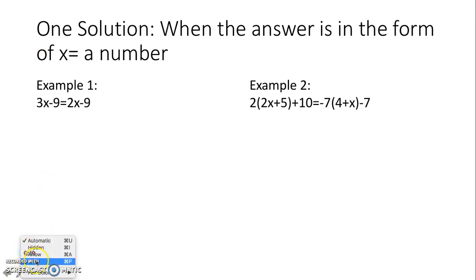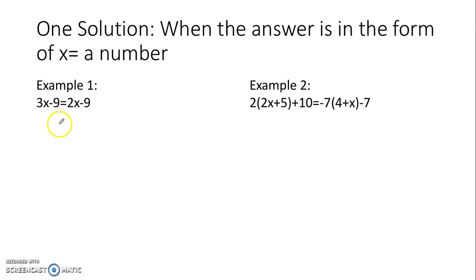So example number 1 is 3x minus 9 is equal to 2x minus 9. Make sure you're writing this down. We're going to solve these just like we would any other equation, just the answers may or may not look a little bit different. So let's take a look at example number 1.